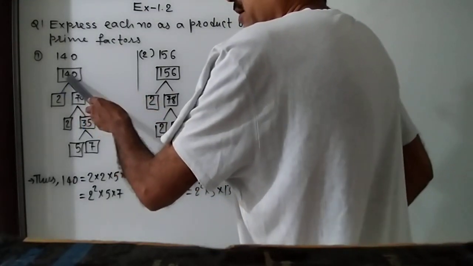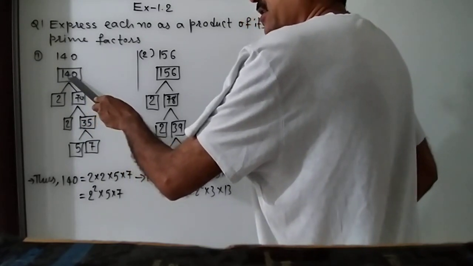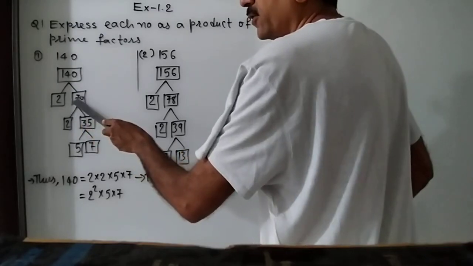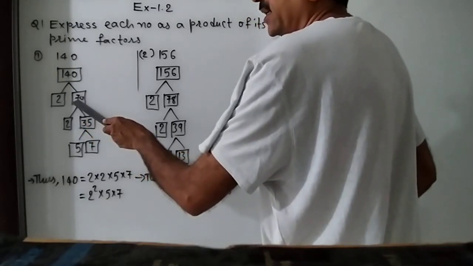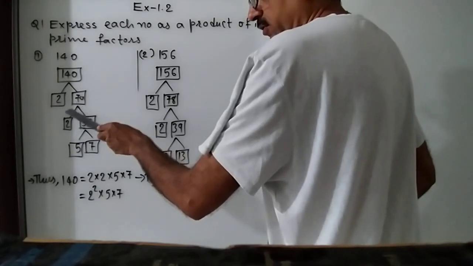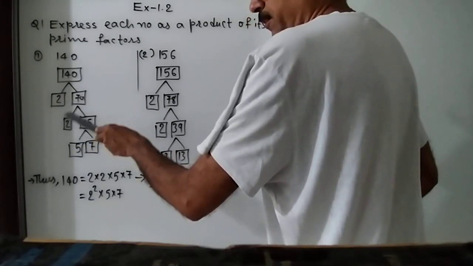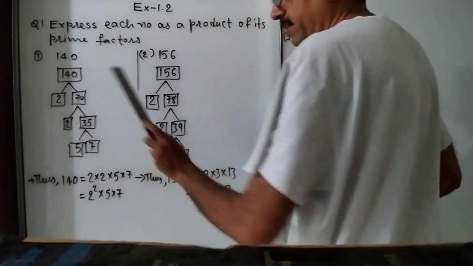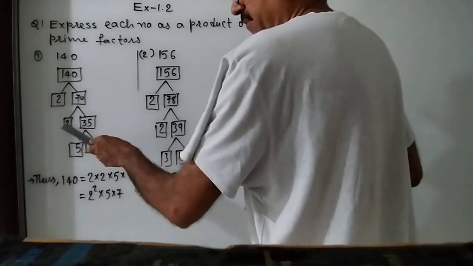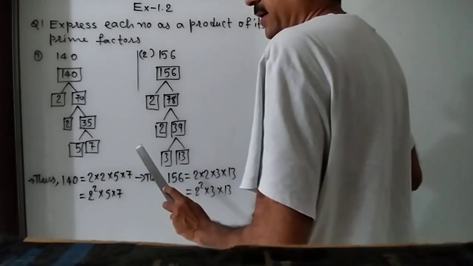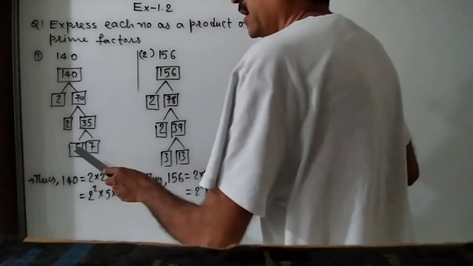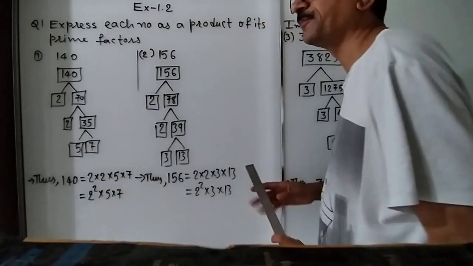140. As the unit digit is 0, we can divide 140 by 2. To divide any number by 2 means we have to do half. Half of 70 is 35, so 2 into 35. Here very easy, 35 comes in the table of 5: 5, 7.